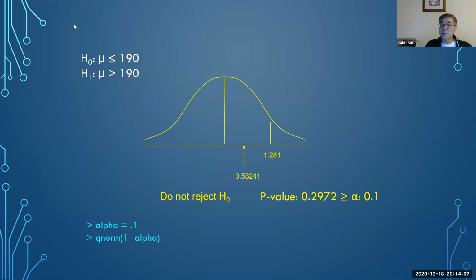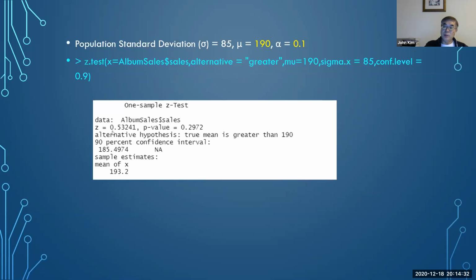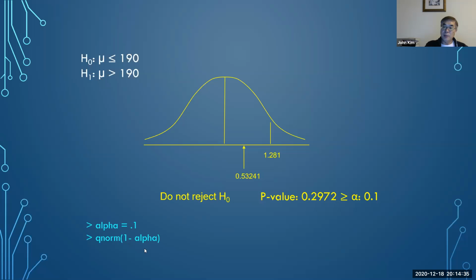We'll go back to the slide, then determine. Okay, the hypothesis looks like this. The question is if sales is greater than 190. Test statistic is 0.532. And then using a function, we got the critical value boundary. Test statistic is inside. So the test result is do not reject the null hypothesis.